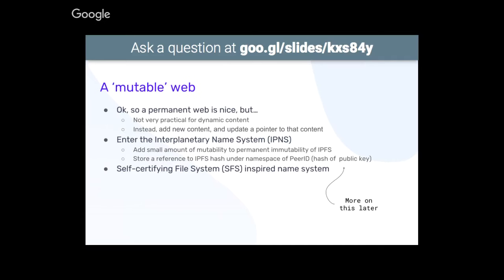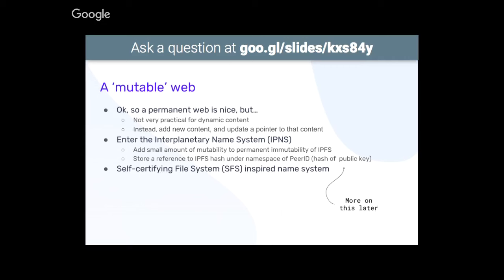but this is all well and good, and many would argue it's actually fundamental to a decentralized web, but it's not very practical if we're talking about dynamic content. So what about things that change, like websites or blogs or social media feeds, and pretty much all of the services that we enjoy on the current Web 2.0? So for that, we have something called IPNS, or the Interplanetary Name System.